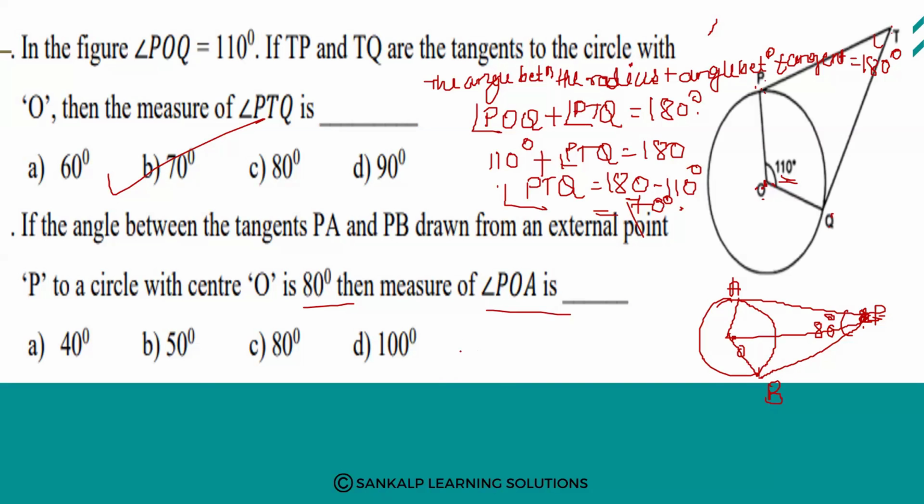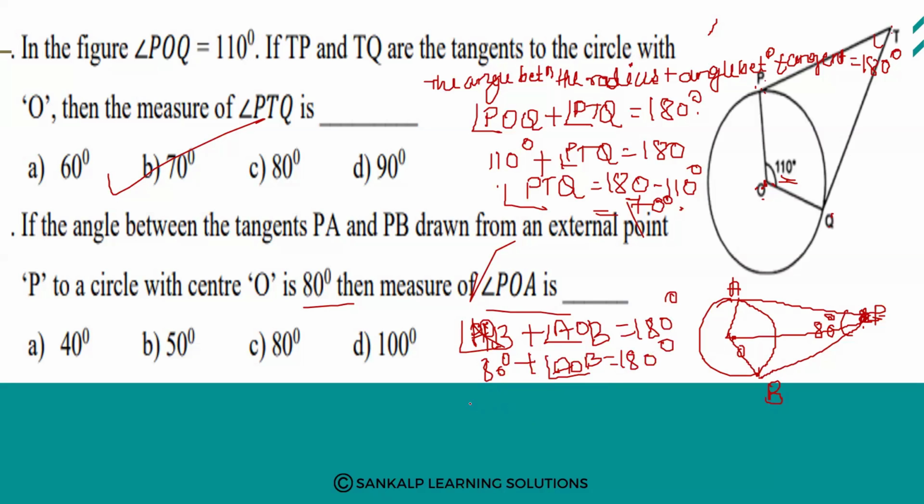The angle between the tangents, angle APB, plus the angle between the radii, angle AOB, is equal to 180 degrees, right? And what they have given, the angle between the tangents, is 80 degrees. So 80 degrees plus AOB is equal to 180 degrees.